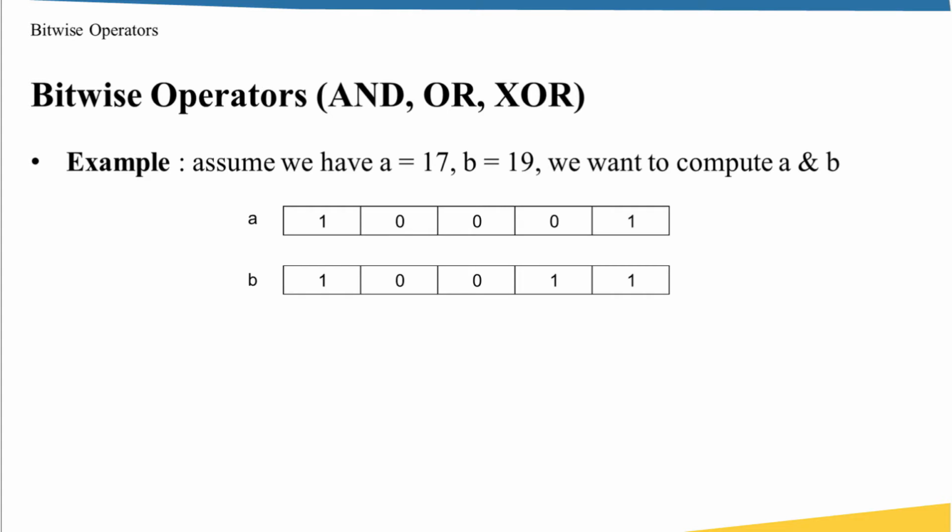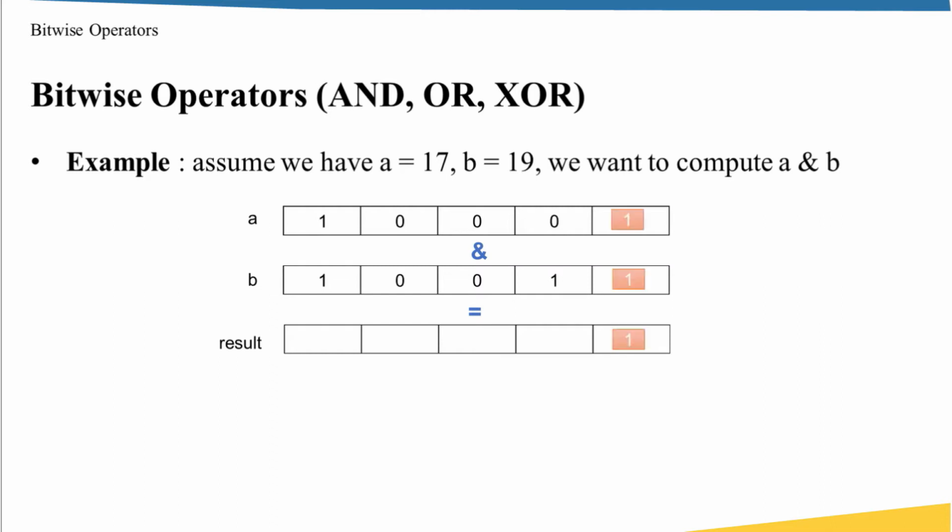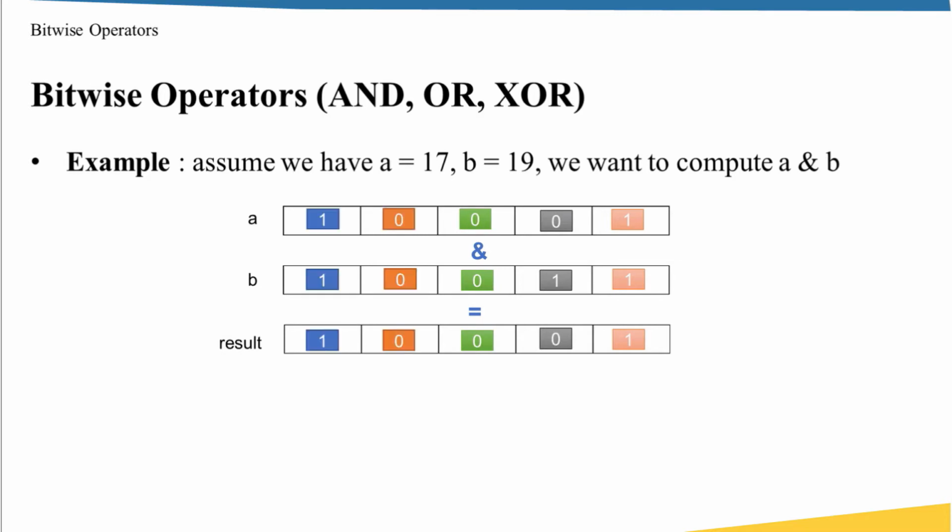I want to calculate AND, so I will put the AND operator between them, and then I will start doing the calculation. Since it's a bitwise operator, this means I'm going to apply the AND operator on each two neighboring bits. So 1 and 1 is 1, 0 and 1 is 0, 0 and 0 is 0, 0 and 0 is 0, 1 and 1 is 1. As you see here, the result is now in the binary system. I will convert this result back to the integer that we are already familiar with, and I will get 17. So 17 AND 19 equals 17.